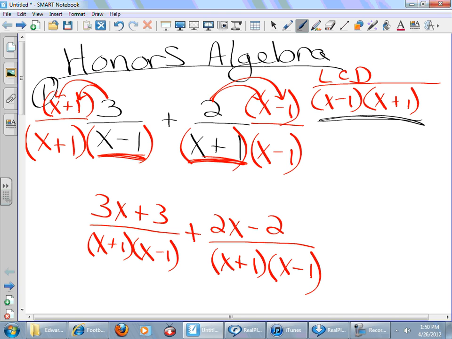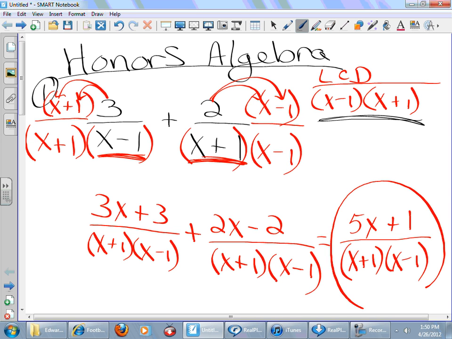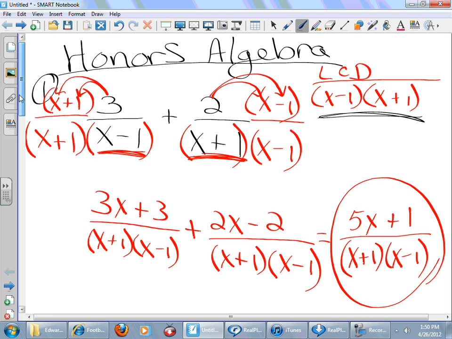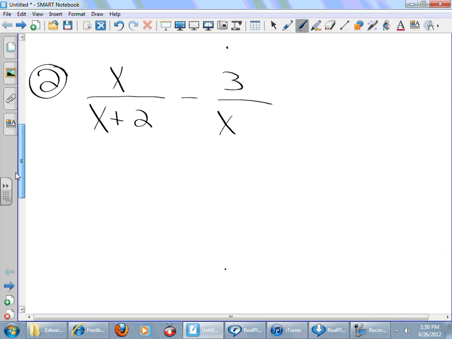My denominator is the same. I can go ahead and combine like terms in my numerator. I've got 3x plus 2x, which is 5x. I've got a positive 3 and a negative 2, which is a positive 1. And I have x plus 1, x minus 1. And that is an acceptable answer. Again, you could have foiled down in the denominator. I like it unfoiled in the factored form. That way I can tell if it needs to be simplified any further. And in this case, it does not. So there we go. Let's try this one.